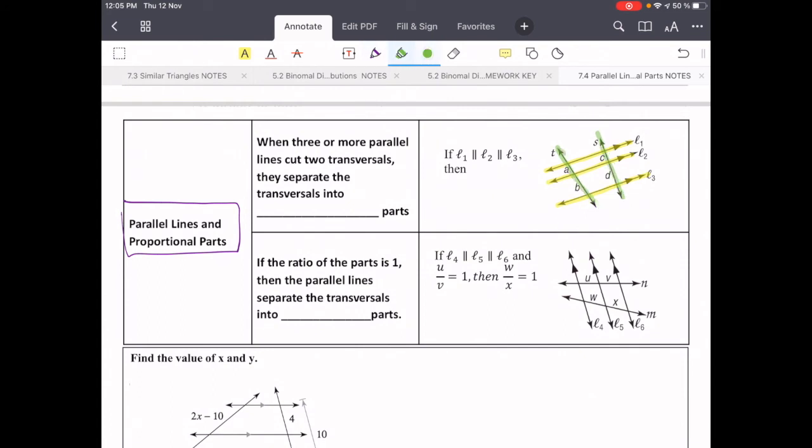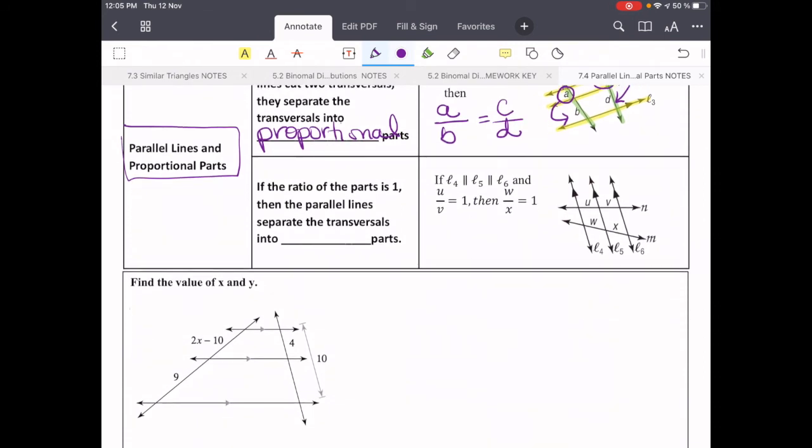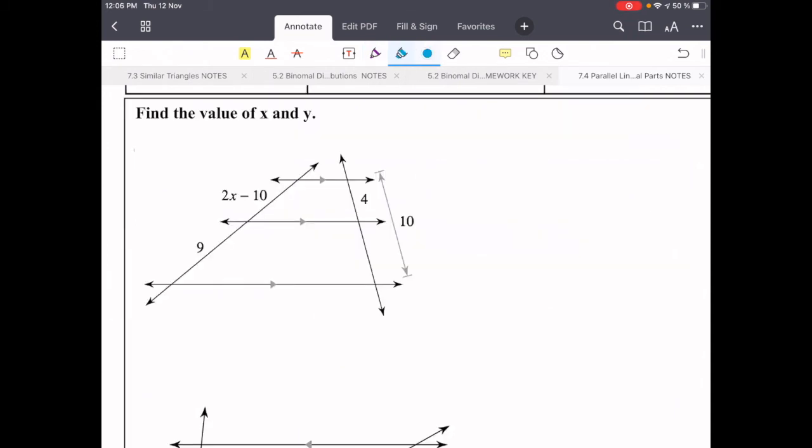Then we know that it separates the transversals into proportional parts. So if those 3 lines are parallel, then we know that A is proportional to B just like C is proportional to D, or A over B equals C over D. If the ratio of the parts is 1, then the parallel lines separate the transversal into congruent parts. So let's take this concept for a test drive.